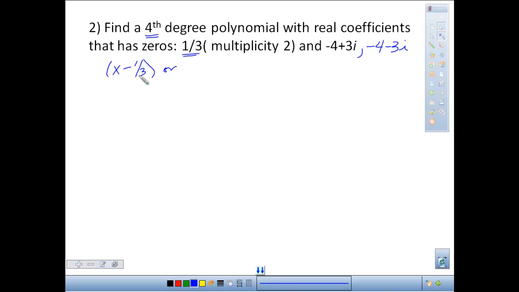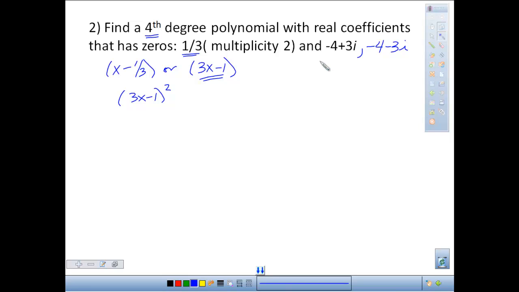Well, what else when you solve it will give us a solution of 1/3? Well, if you write 3x minus 1 as your factor, that also gives you a solution of 1/3. This is a lot easier to work with, so I'm going to work with that one. So I'm going to say 3x minus 1, and since it's multiplicity 2, I'm going to say squared.